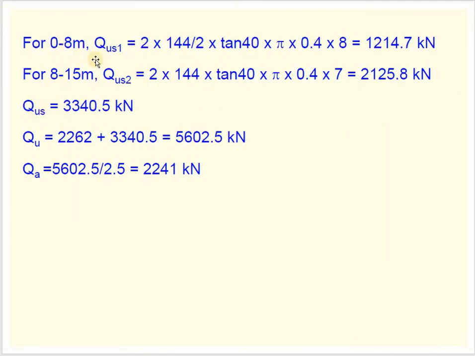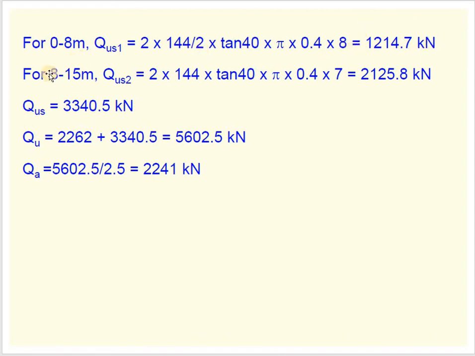So for 0 to 8 meter, it is QS1, that is K into the effective overburden, you are taking the half value, into tan delta, that's tan 40, into the surface area, pi D into depth. Pi into diameter, which is 0.4, and depth is 8. So you get the frictional resistance for 0 to 8 meter.